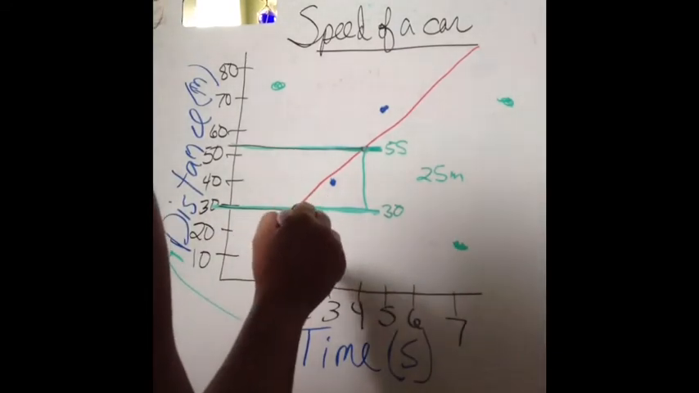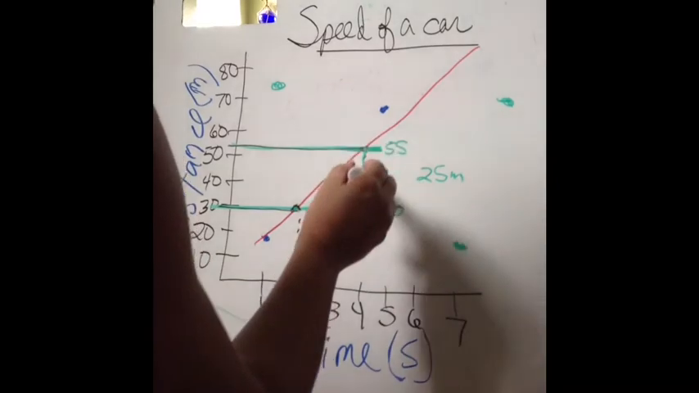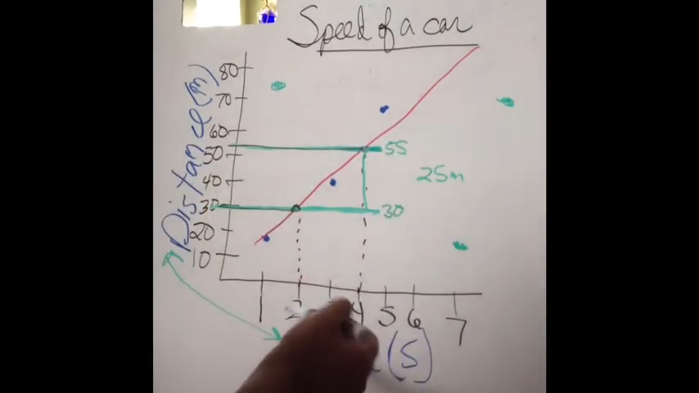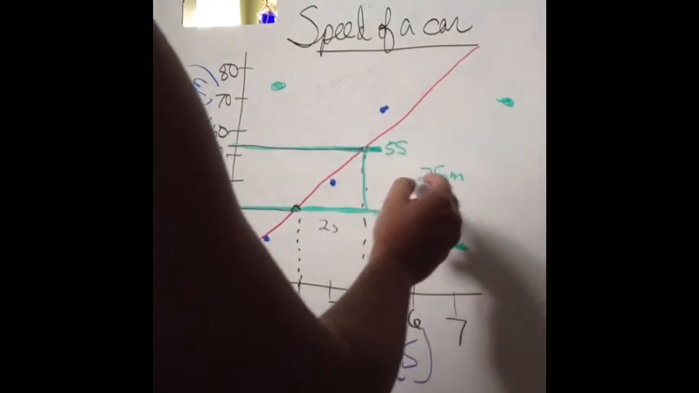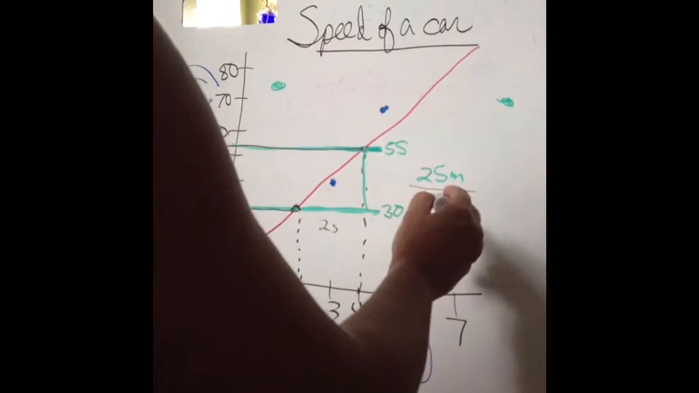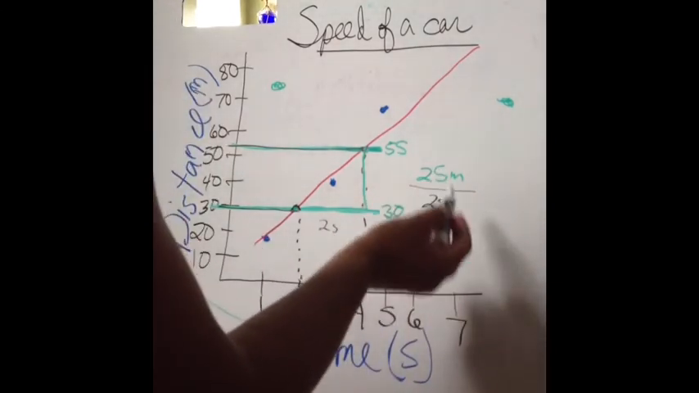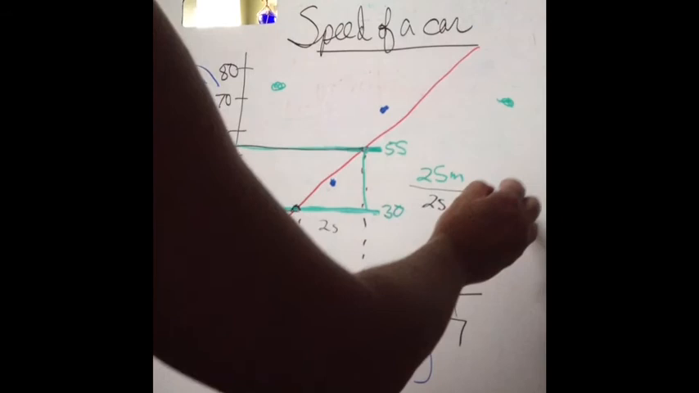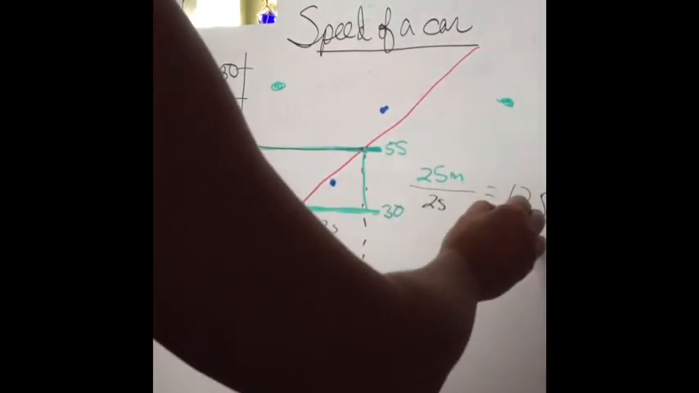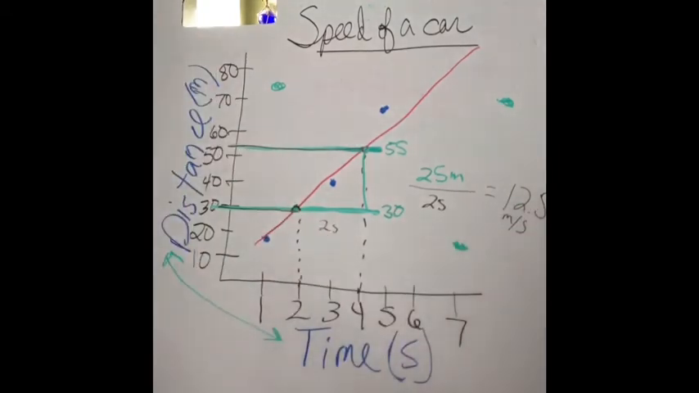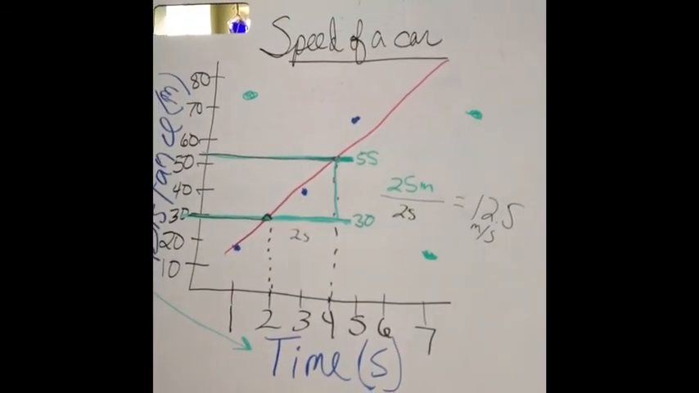Okay? Then you take a look at the time. This is 2 seconds. Come down here, that's 4 seconds. That's a time difference of 2 seconds. So the speed of this car is 25 divided by 2, which is 12.5 meters per second. And that's how you can use the slope of a graph to help you figure out the speed of a car. Okay, make sure you take some notes on that.